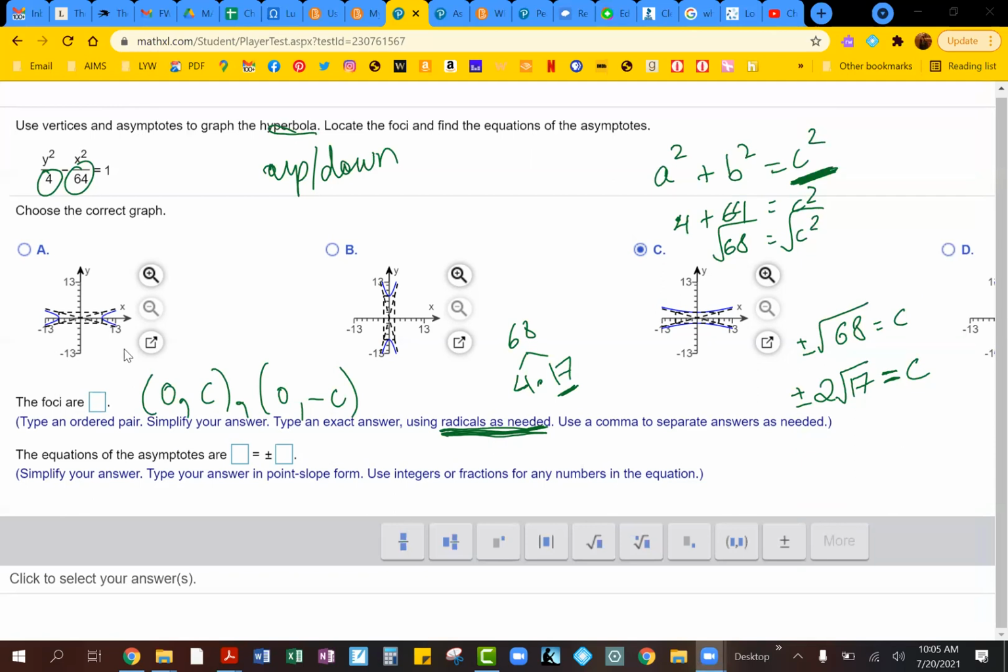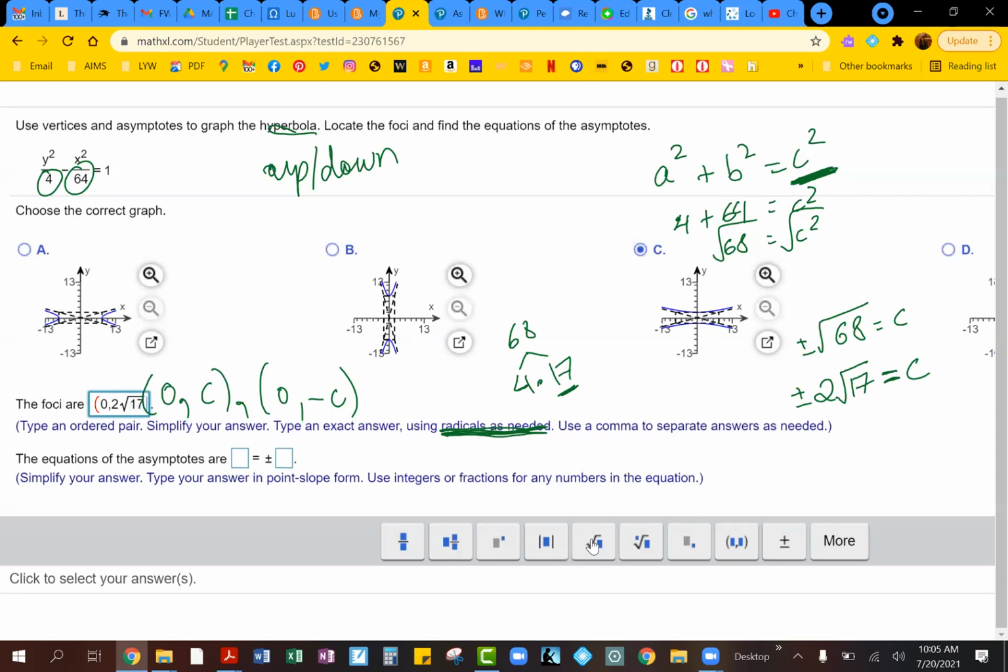So when you type in your ordered pairs, like I said, since these are points on the y-axis, you will have 0, 2 square root of 17 as the first ordered pair. And I'm basically just going to copy this and just put a negative sign in front of the 2 square root of 17.